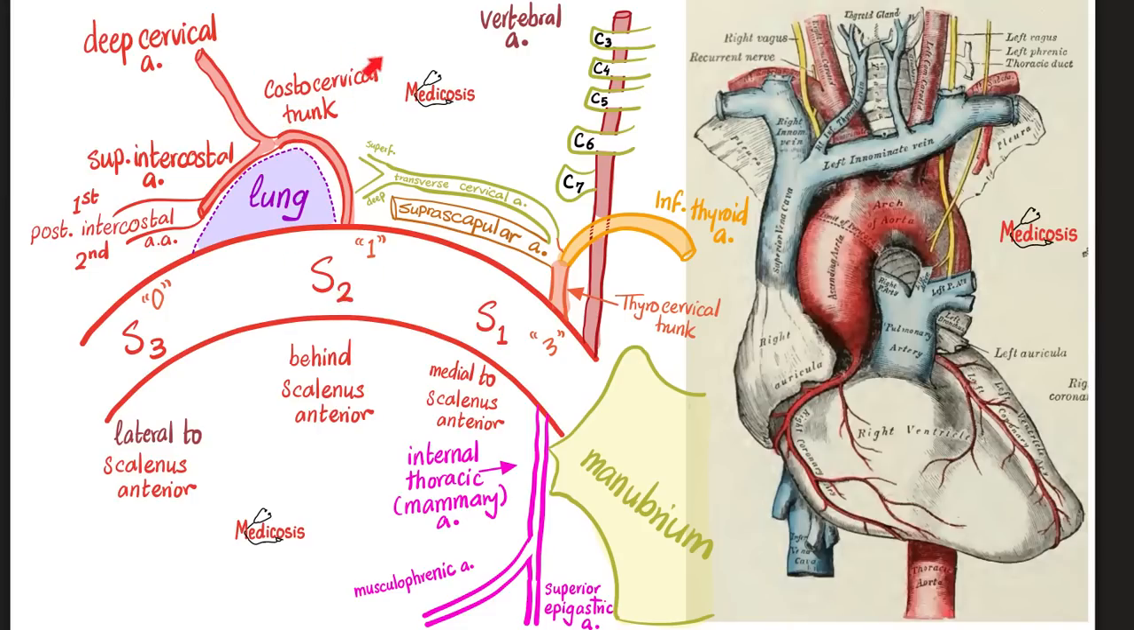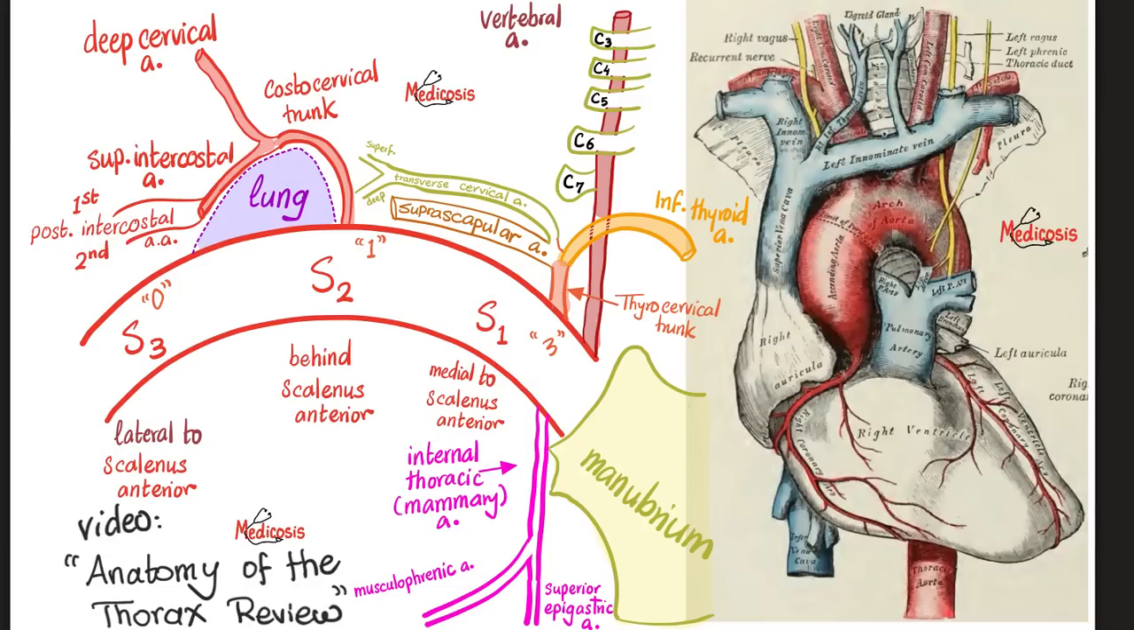The costocervical trunk, costo means ribs, cervical means neck, will run close to the pleura at the apex of the lung, and then will give us deep cervical artery and superior intercostal artery. The superior intercostal artery will give us the first and the second posterior intercostal arteries. To learn about the posterior intercostal arteries and the anterior intercostal arteries, please refer to my videos on the thorax.